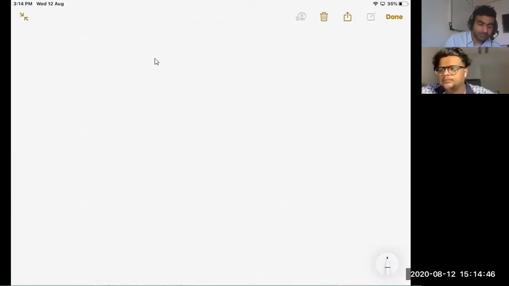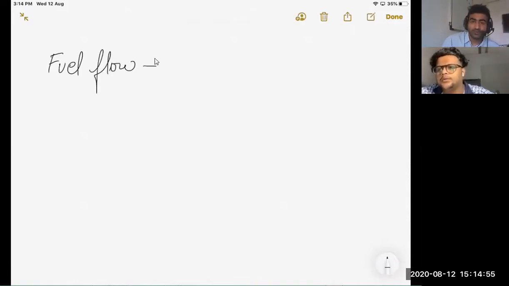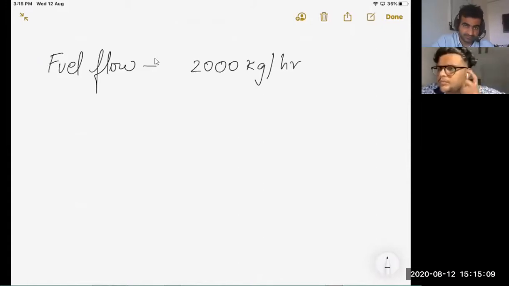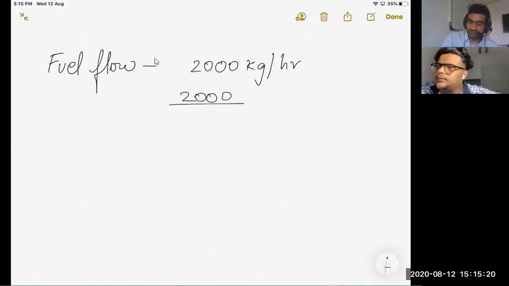All right. Let me show you something known as fuel flow. Fuel flow is given to you in kg per hour. Most of the times, you will be required to change your answers from hours to minutes. If I need to convert this into minutes, what will I do? I'll divide 2000 kg per hour by 60. Use the calci, give me the answer.